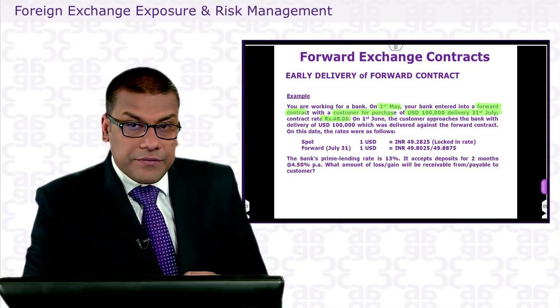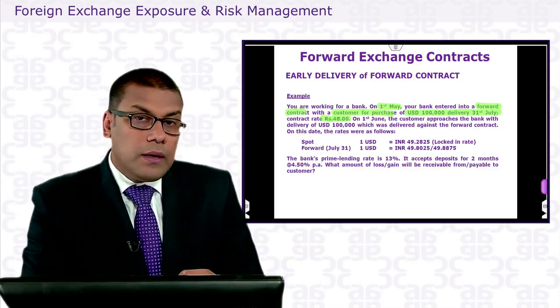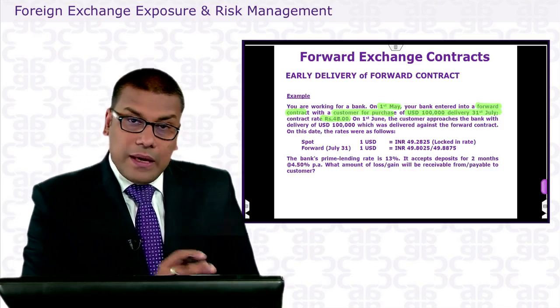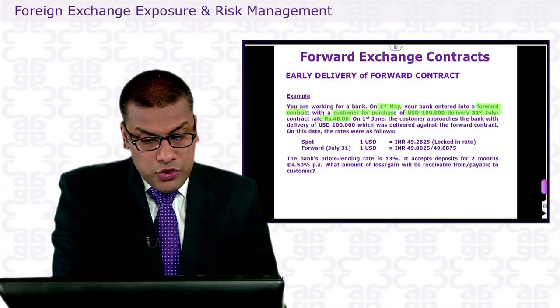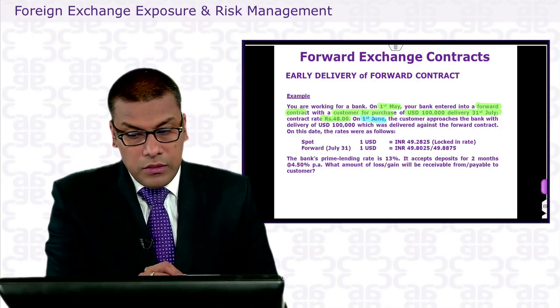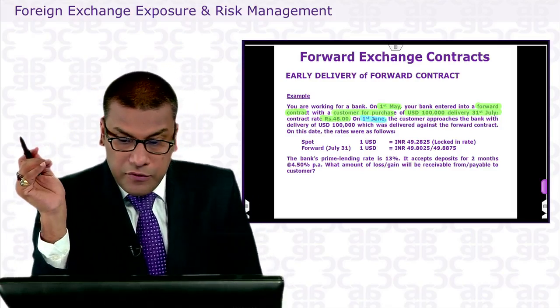So at 48, delivery 31st of July, you entered into a contract with your customer of purchasing 1 lakh USD, and that was on 1st of May. Now what has happened on 1st June, which is like 2 months before. So 31st of July is when the expiry of the contract is happening.